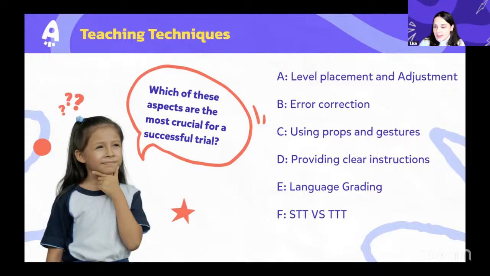Okay, Sadi, you're 100% right. Language grading is among those important things, and the correct answers from here are, of course, level placement and level adjustment, providing clear instructions, and language grading. It doesn't mean that error correction, using props and appropriate student talk time are not important. They are 100% very important, but probably using clear language and adjusting the level properly is something that you have to do every single trial, right?